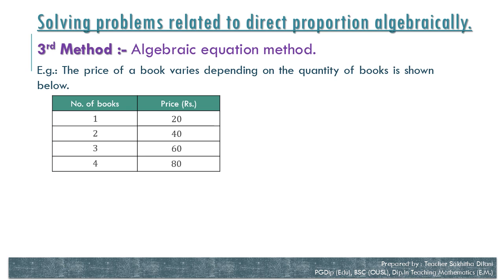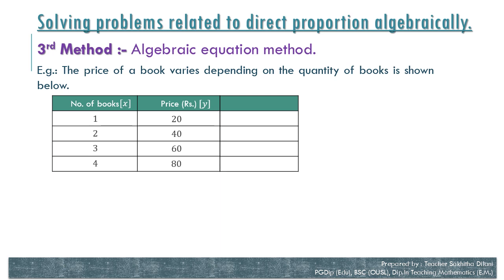Let's use algebraic symbols to represent the number of books and the price. Let's assume the number of books as X and the corresponding prices as Y rupees. Now, in the third column of this table, you have to find the values of Y over X. That means you have to divide the prices by the number of books.